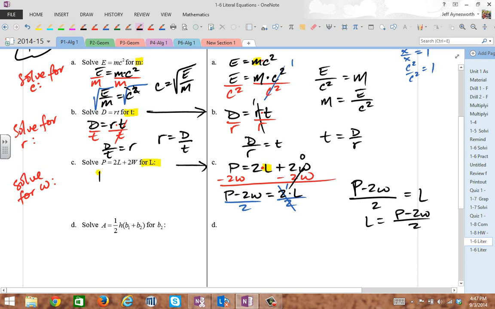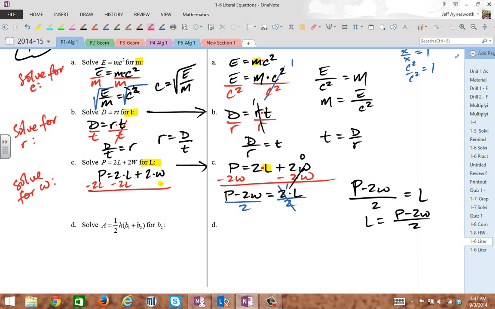Okay, so give it a shot. So we have P equals 2 times L plus 2 times W, right? So let's add the opposite, or subtract like we did here. Subtract 2L on both sides. Oh, wait a minute. Pause the video. Did you do it on your own? Pause the video and give it your best shot.